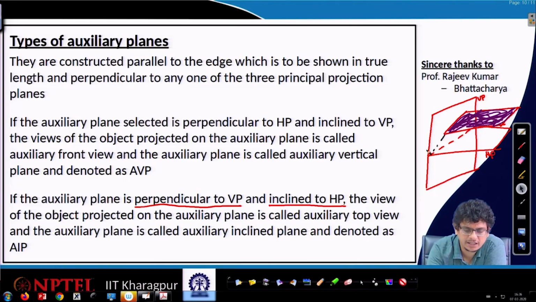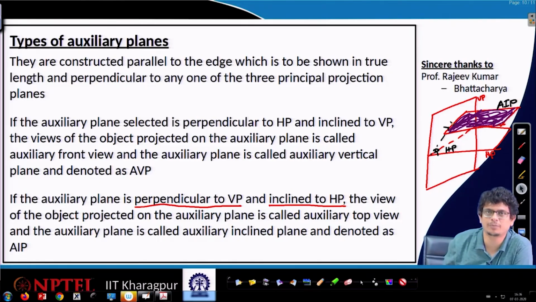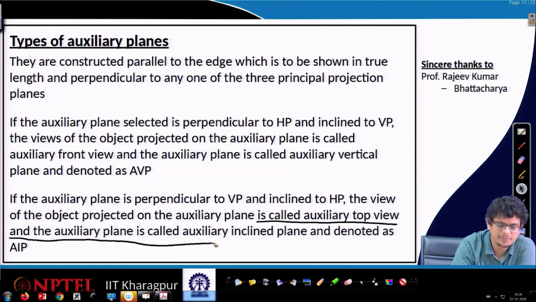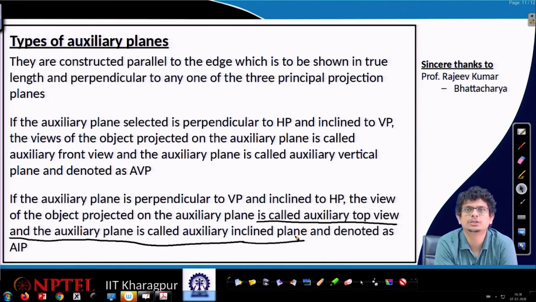If we extend that, it is going to make an angle with the horizontal plane. So, this plane, AIP, let us call it the auxiliary inclined plane, makes an angle with the horizontal plane, but when we are measuring, it is always 90 degrees with the vertical plane. That kind of view is called the auxiliary top view, and the plane is called the auxiliary inclined plane. So, whatever projections we get on that plane become the auxiliary top view.